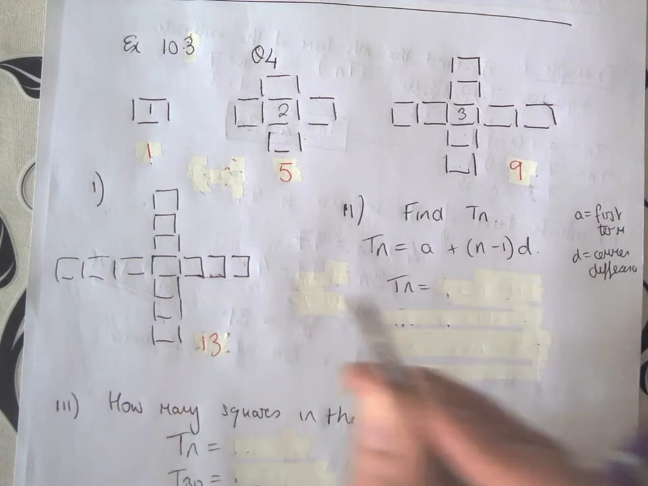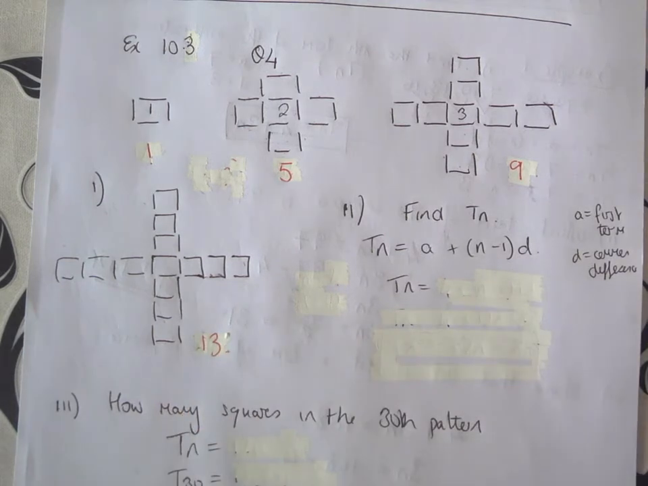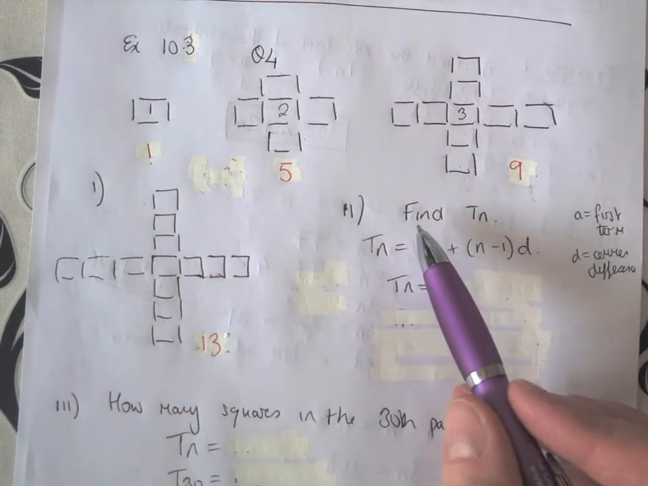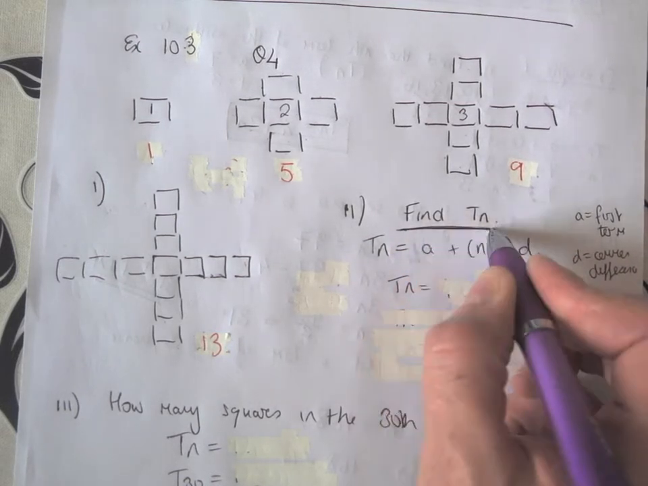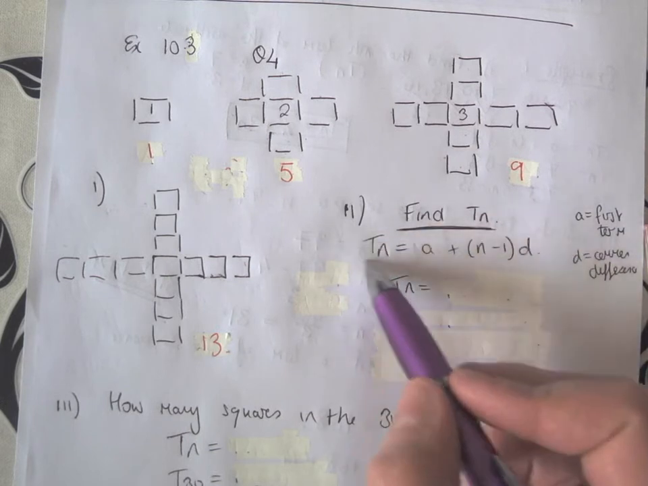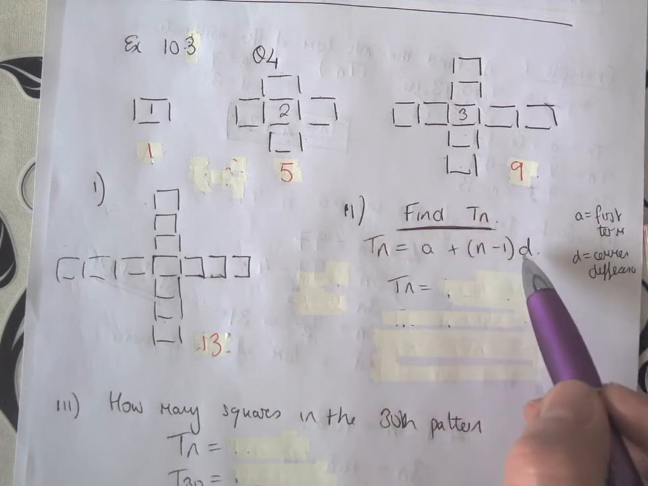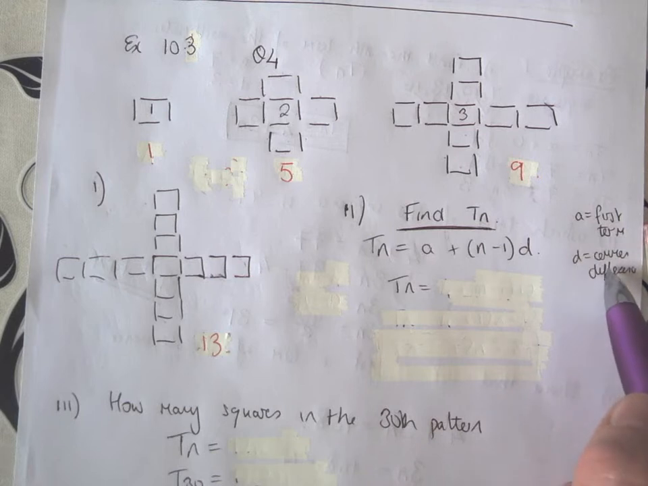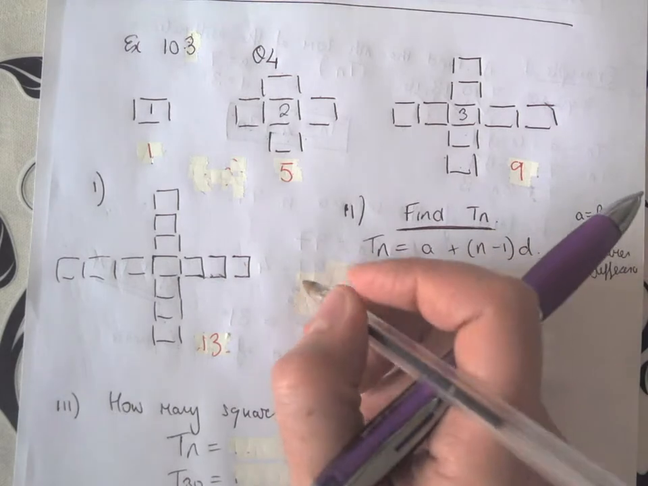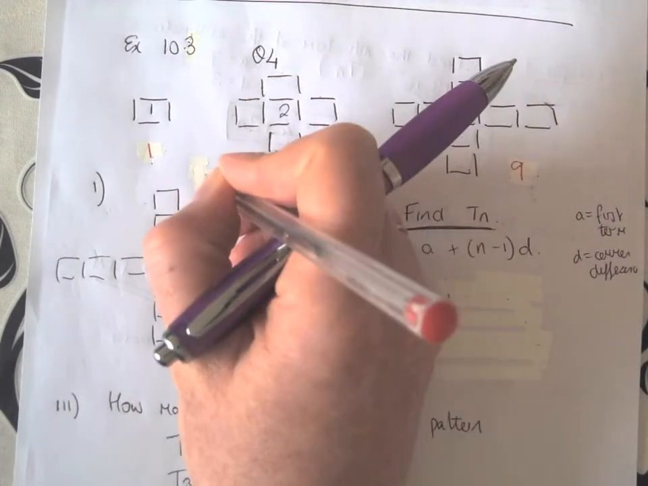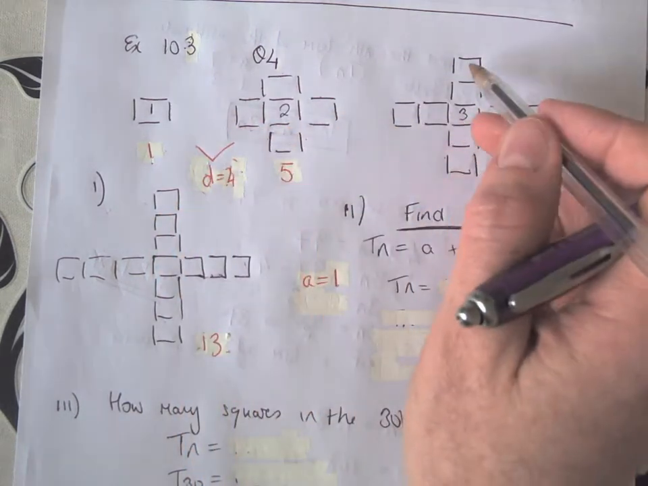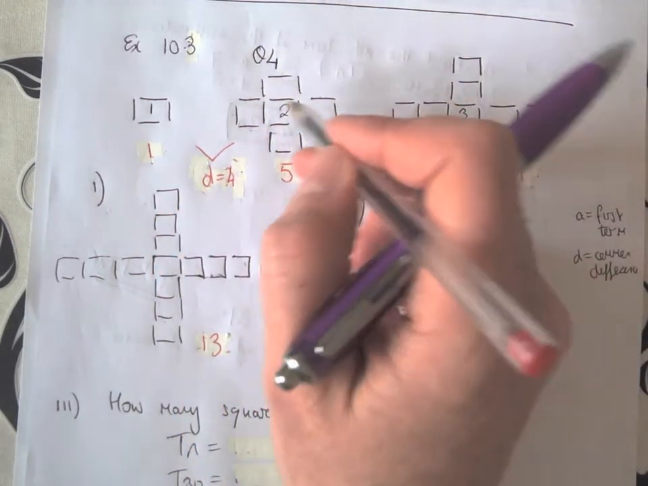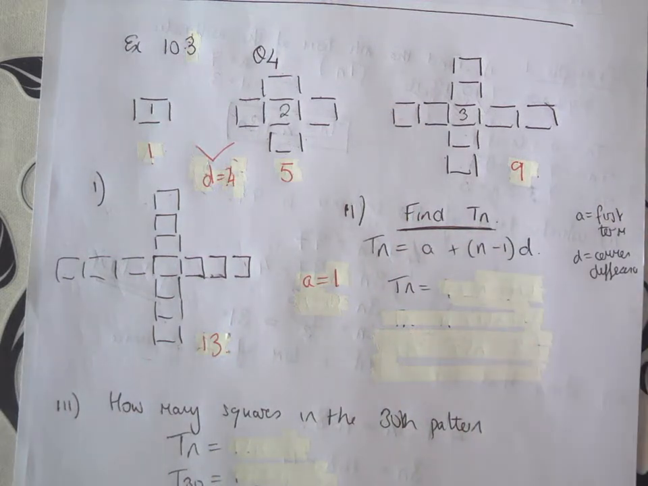Alright. So the second part of the question says find an expression for n for the number of squares in the nth pattern. So what they're really saying there is find Tn. So again, our formula from our logbooks, Tn is equal to a plus n minus 1 times d, where a is your first term and d is your common difference. Okay, so a is 1 and d is 4, because I'm adding 4 squares each time. 1, 2, 3, 4, 1, 2, 3, 4. Okay, so d is 4.